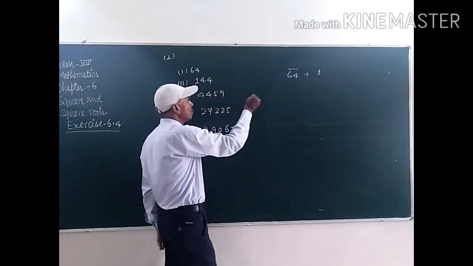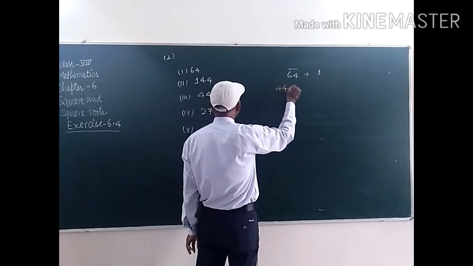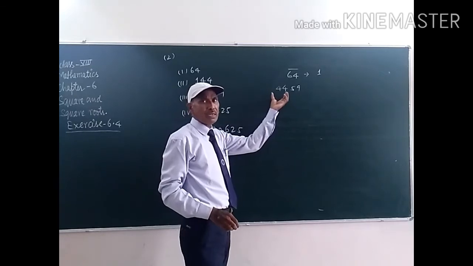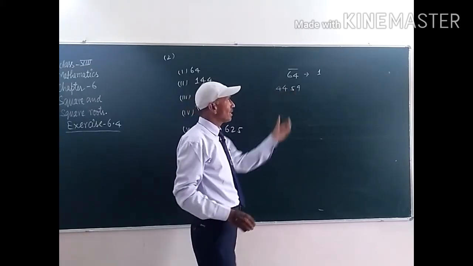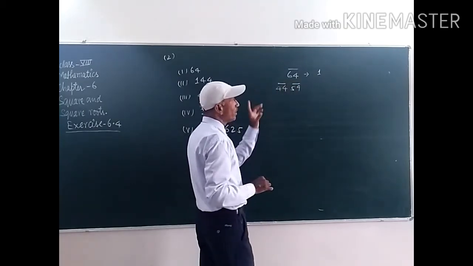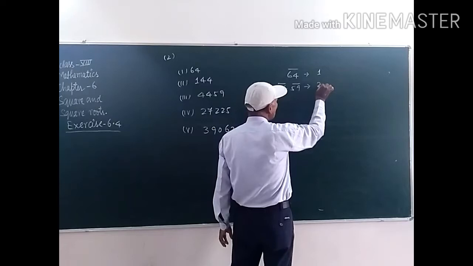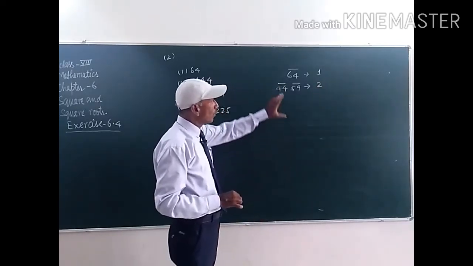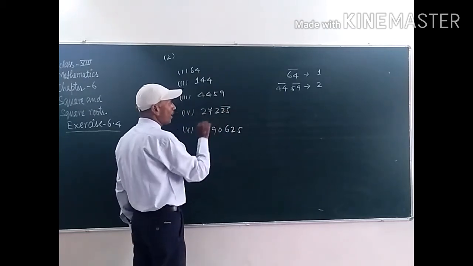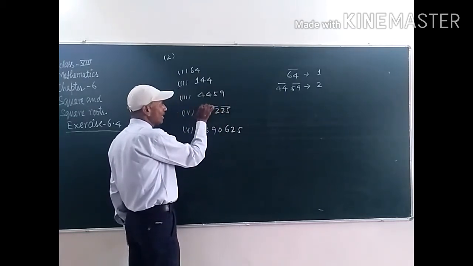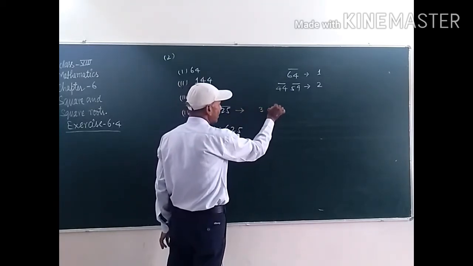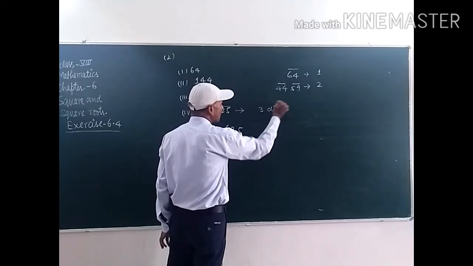And this number, student, this one 4459. If we find the square root of this number, then the number of digits in the square root will be this one: 1 bar, 2 bar. Clear, student? So there will be only 2 digits in the square root of this number, student. And in this, student, there are 1 bar, 2 bar, and this one 3. So in this there will be 3 digits in the square root of this number, student.